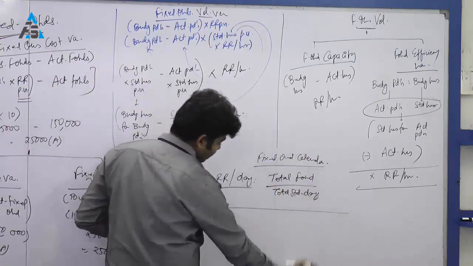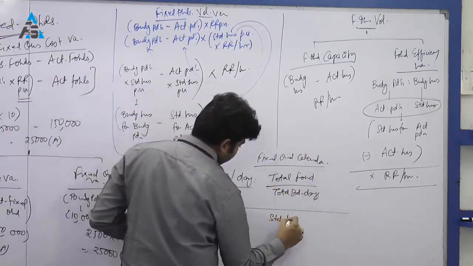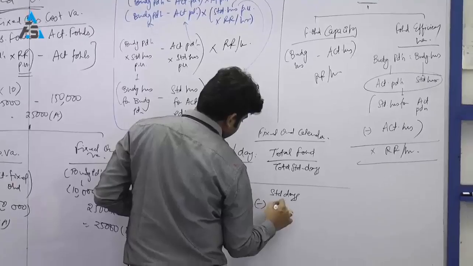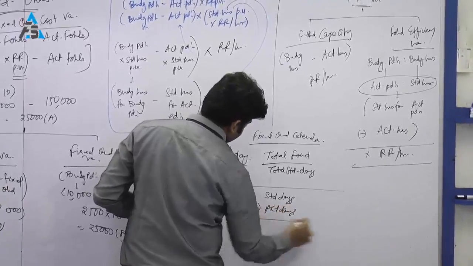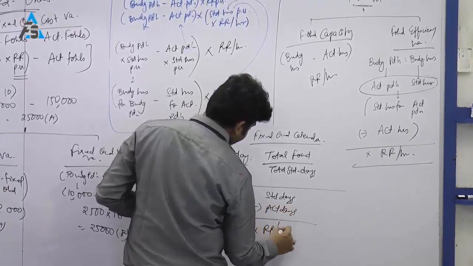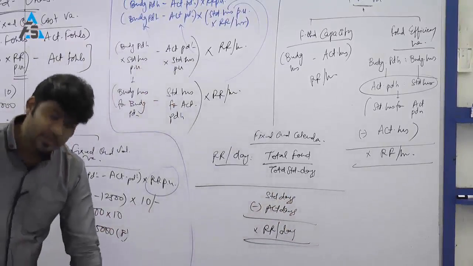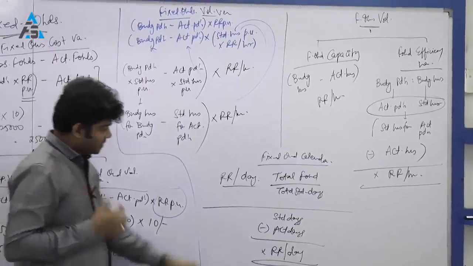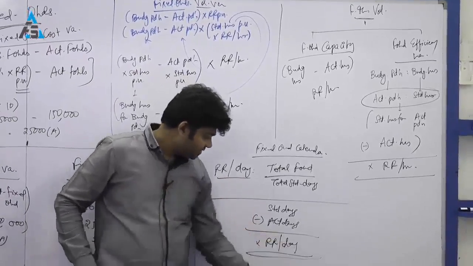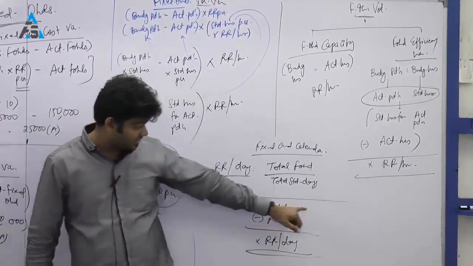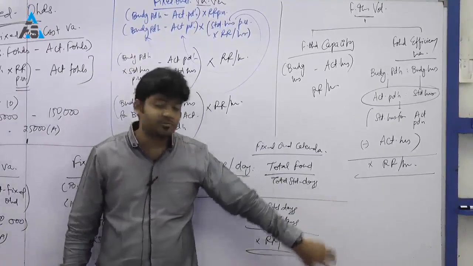What is fixed overhead calendar variance? It is standard days minus actual days into recovery rate per day. This is your fixed overhead calendar variance. So standard days minus actual days into recovery rate per day. Now what is the standard day? Suppose 300. Actually you have worked for 301.